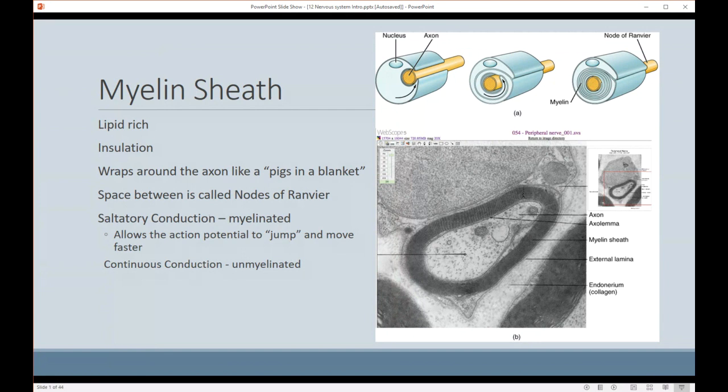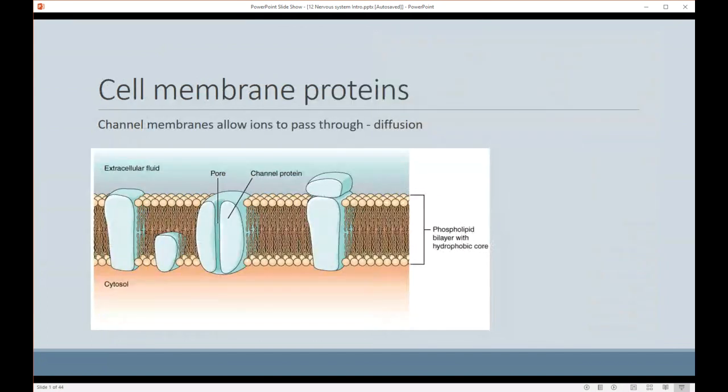Okay, and saltatory conduction allows for the action potential to jump and move further. So instead of having to travel through, it can actually jump over and over. Otherwise it would just have to travel along that axon. That's called continuous conduction. We do that on an unmyelinated axon. Okay, so just a quick review.